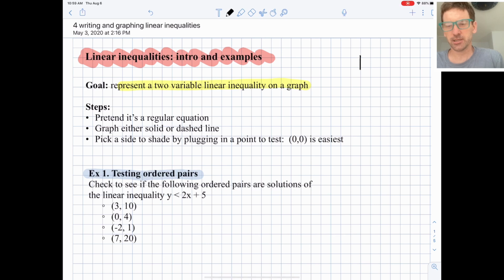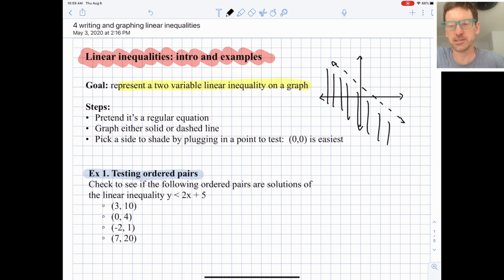So just to be clear, our result is going to be something, I'll just draw an arbitrary linear inequality right here. We might have a line, it might be dashed, it might be solid, and then we will be shading on one side of the line. And so what that means is all of these points in this shaded region are solutions to the inequality. Okay, so we'll have an infinite number of solutions. Our solution set is a half plane.